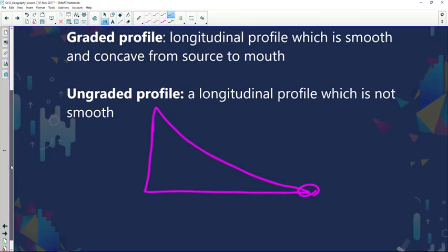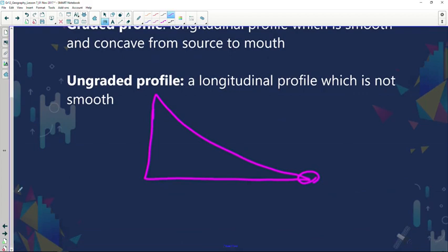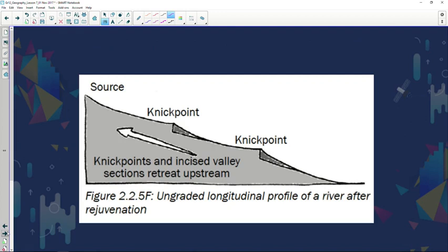Now with an ungraded profile, like I've shown you what happens with rejuvenation, we have a nick point that develops and means our longitudinal profile is not really smooth anymore. Now for instance, this is a very good example of an ungraded profile, nick points that developed. Now these nick points might be waterfalls or rapids because of the upliftment of land that's being experienced and because of volume of water that increased.